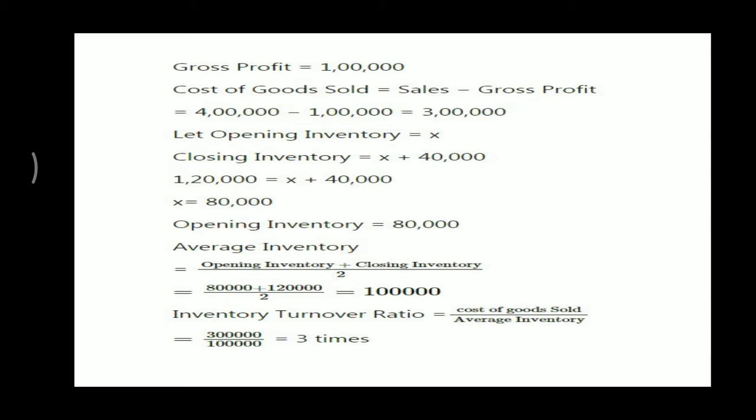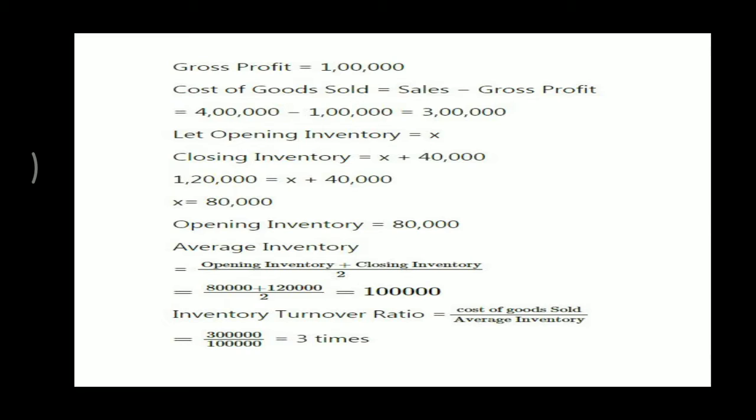Then closing inventory is given as 1,20,000, and excess of closing inventory over opening inventory. That means the closing inventory is more than the opening inventory by 40,000. The closing inventory is 40,000 in excess of opening inventory. And you are supposed to calculate inventory turnover ratio.